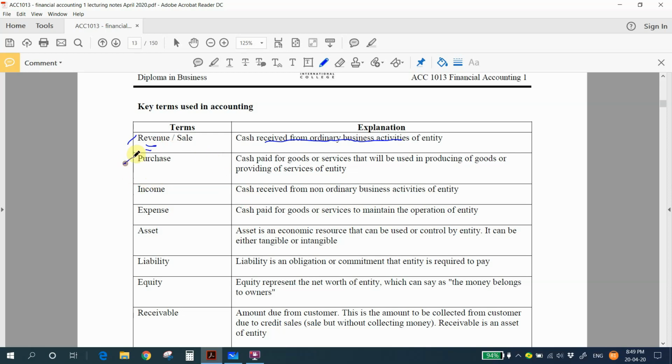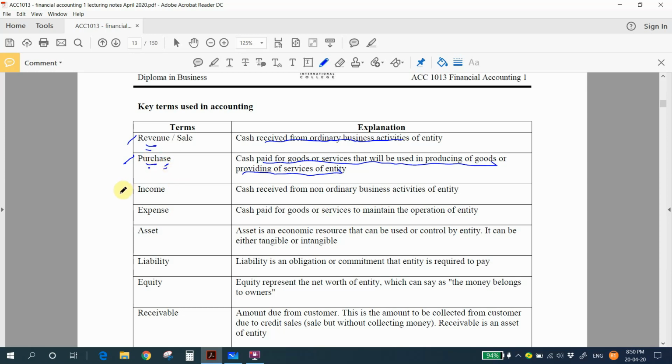Next, purchase. What is purchase? Purchase is the cash you pay for the goods or services that will be used in producing goods or providing service of the entity. For example, you have a stationery shop, you buy stationery and resell to your customer, right? So when you buy from your supplier, we use purchase. Another example, the handphone shop that we use in chapter 1. In order to sell handphones to your customer, you need to buy from your supplier first, right? So when you buy from your suppliers, we use purchase. In accounting, we rarely use buy, so we use purchase instead.